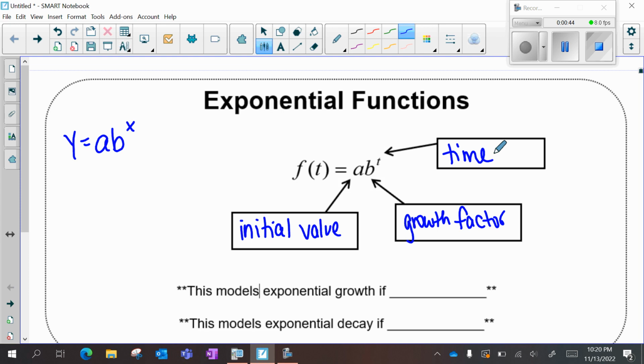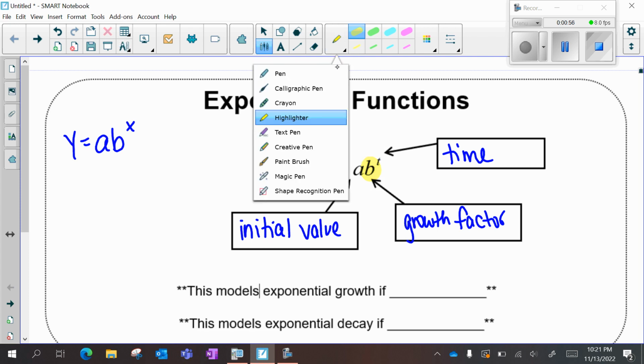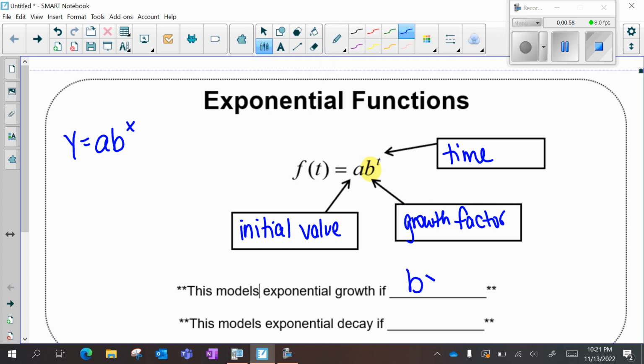This is exponential functions in general. So it can model exponential growth or exponential decay. If it's exponential growth, our growth factor, b, is going to be greater than 1. If it's exponential decay, b is going to be between 0 and 1, 1/2, 1/3, 2/3, 3/4, something like that.